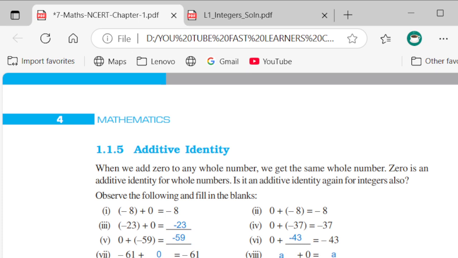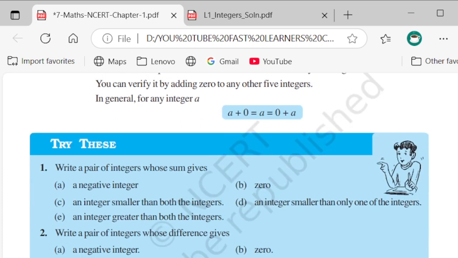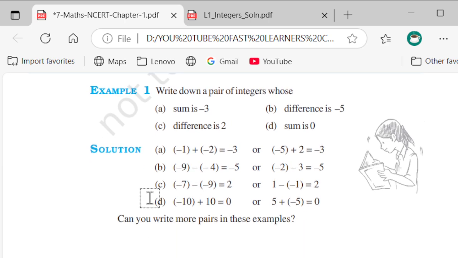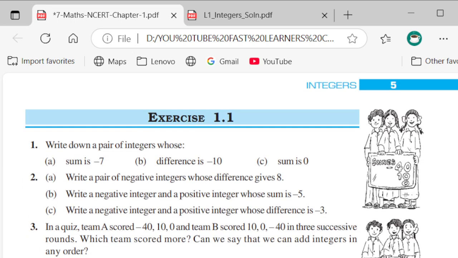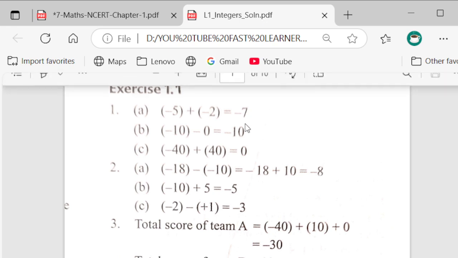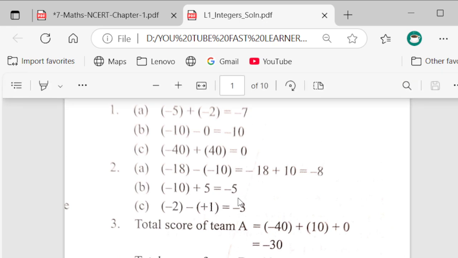Whether you add or subtract 0 to any number, you will get the same number as the answer. Now see, there are some examples given here. You can go through those examples. Let's go through exercise 1.1. I have already written the answers for you. Here are the answers.